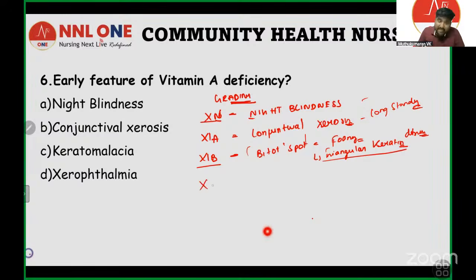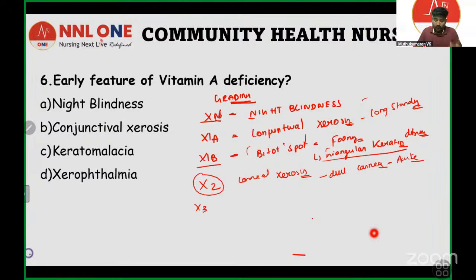So coming on to X2, it is corneal cirrhosis, where there will be dull cornea. The key feature is dull cornea. It is also acute. The blinding risk is more in X2. So coming on to X3A, the category is corneal ulceration. The word itself tells that ulceration is there, shallow, that is, punched out ulcers you can see. Okay, punched out ulcer.